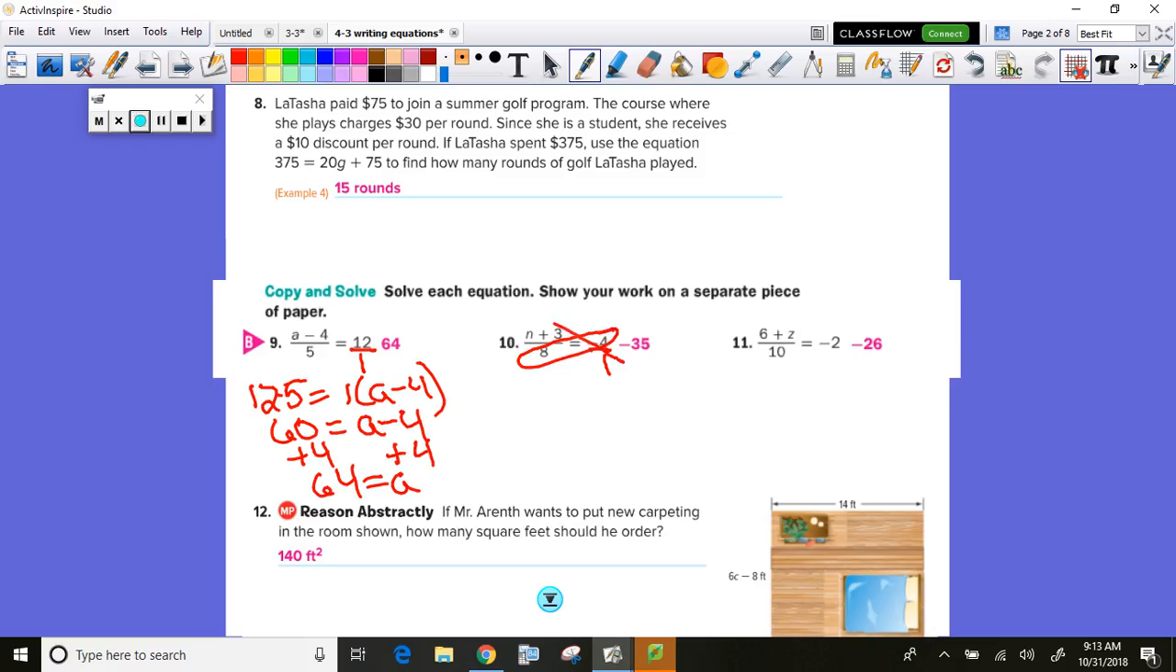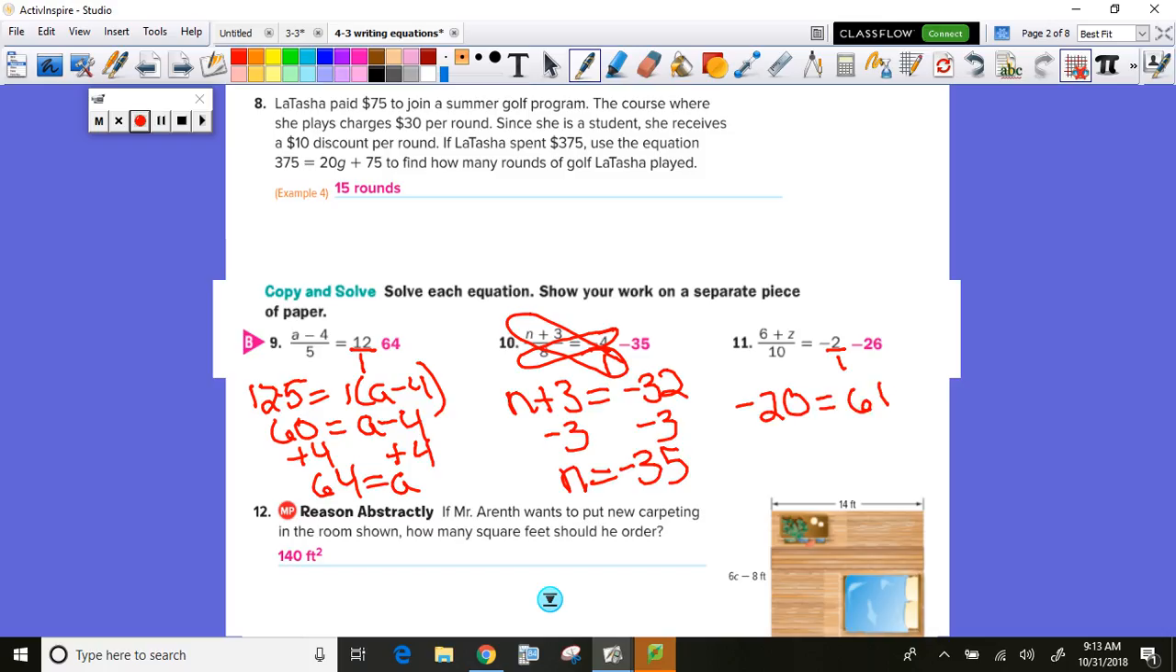Again, on number 10, I'm going to put negative 4 over 1, and I'm going to cross multiply. So 1 times n plus 3 is n plus 3. 8 times negative 4 is negative 32. Subtract 3, and n equals negative 35. Again, on 11, I put negative 2 over 1. I cross multiply, and I get negative 20 equals 6 plus z. This is a positive 6, so I subtract 6. I get negative 26 equals z.